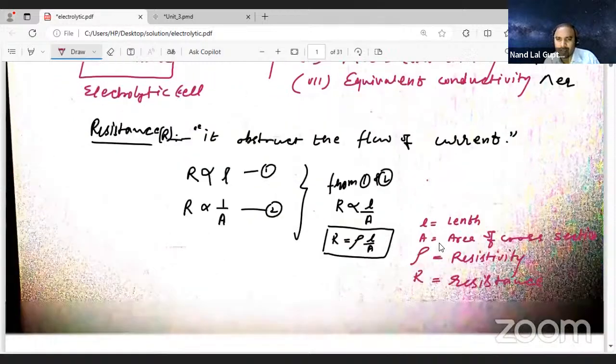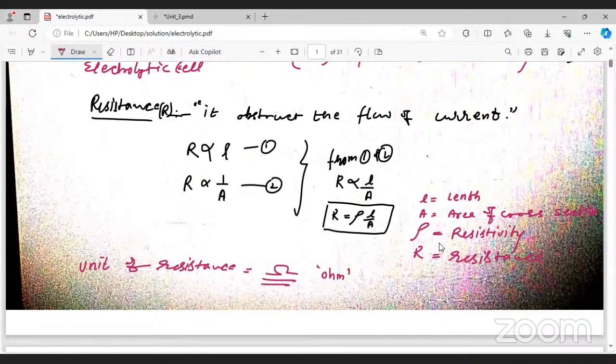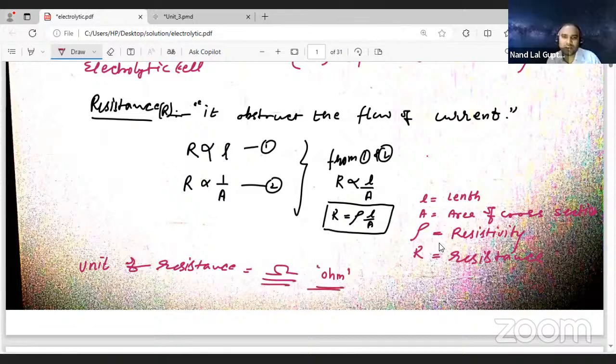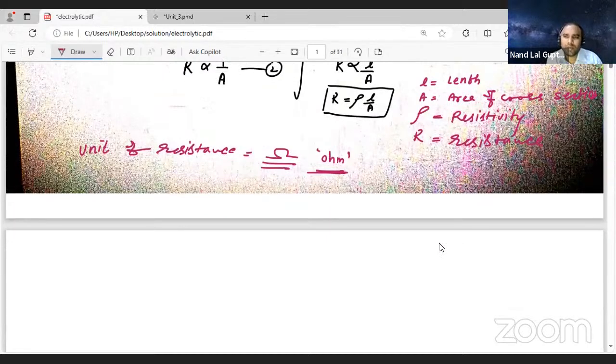Now, if I talk about the unit of resistance, what is the unit of resistance? You must be knowing. This is the ohm. Not omega, ohm. The symbol is omega, the name is ohm. Okay.